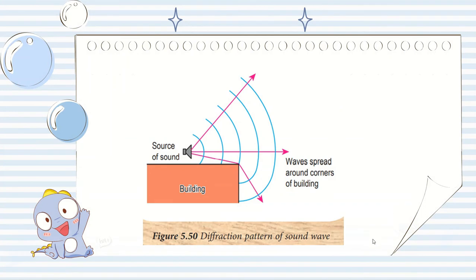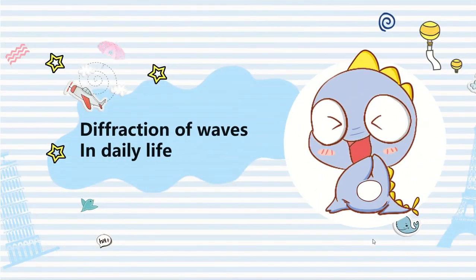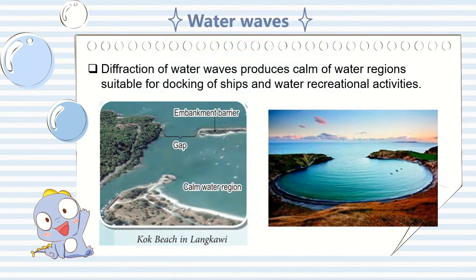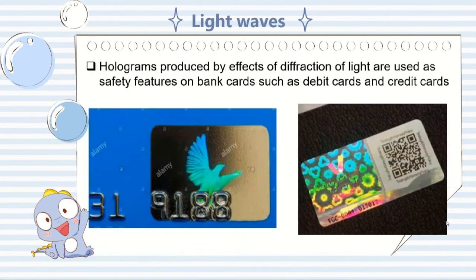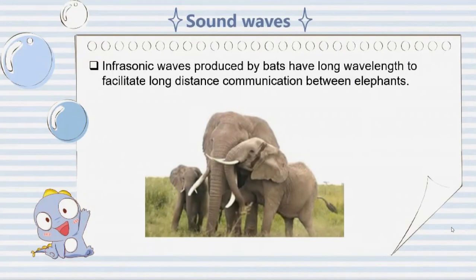Next will be diffraction of waves in daily life. Diffraction of water waves produces calm water regions, suitable for docking of ships and water recreational activities. Holograms produced by the effects of diffraction of light are used as safety features on bank cards such as debit cards and credit cards. Infrasonic waves produced by elephants have long wavelengths to facilitate long-distance communication between elephants.